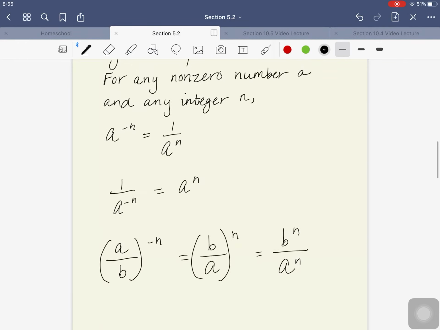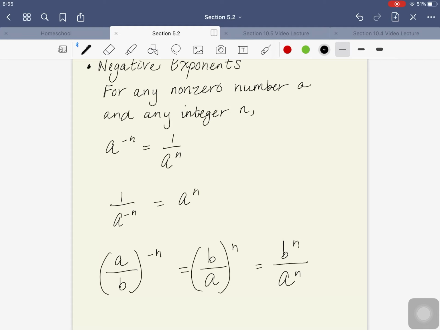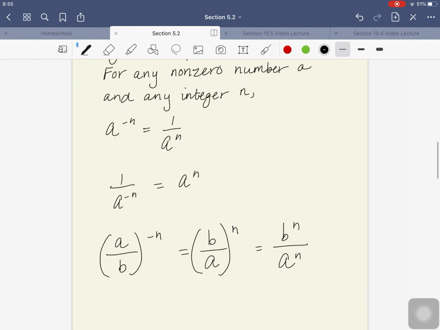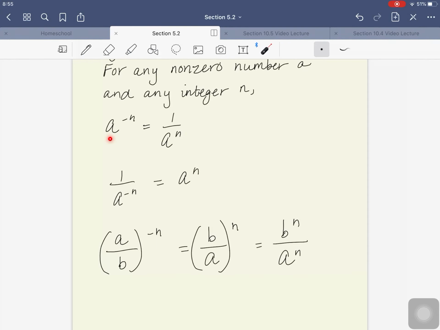All right, now dealing with negative exponents. Whenever you have a negative exponent, you want to flip it and make it positive. So a to the negative n, you're going to flip it and make it 1 over a to the n. If your negative exponent is in your denominator, you're going to flip it up to the numerator. So it would be a to the n over 1, or just a to the n.